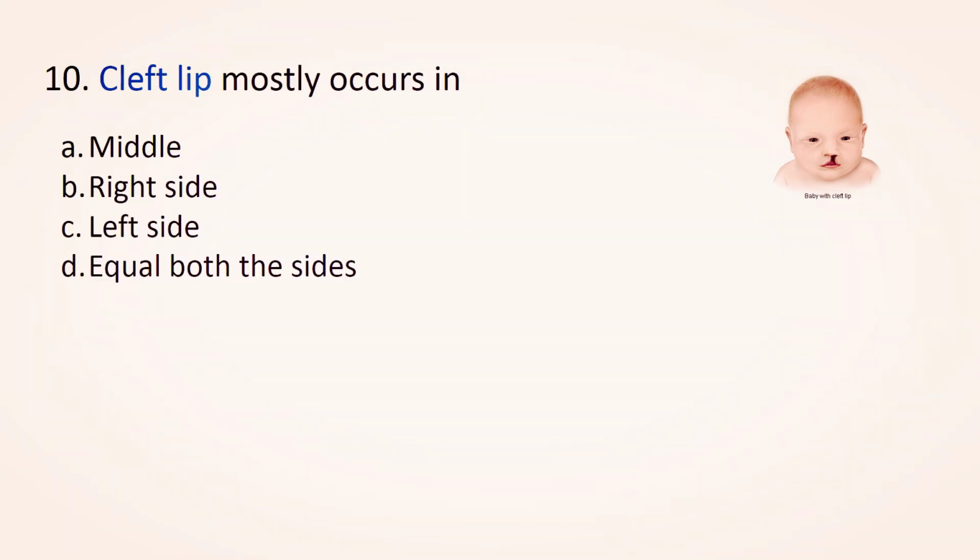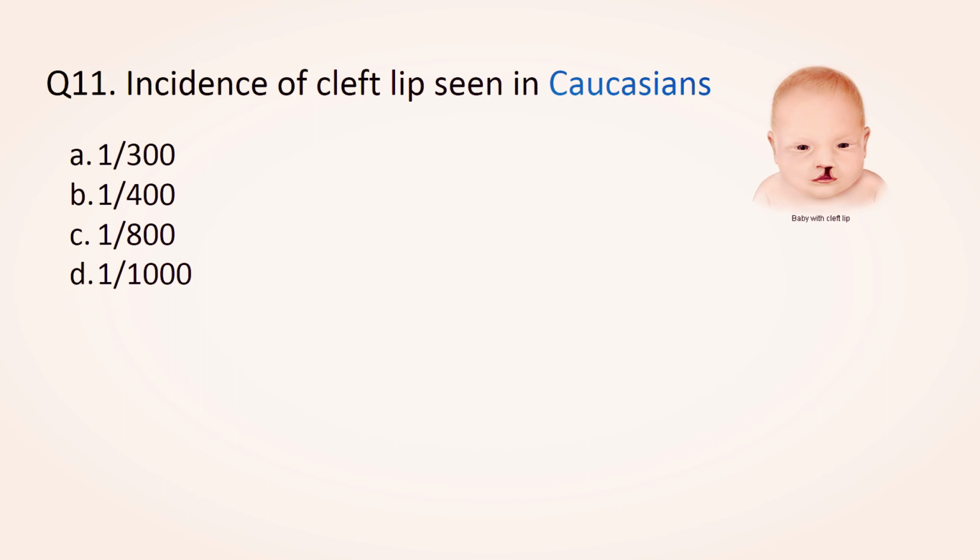Question number 10. Cleft lip most commonly occurs on A. Middle, B. Right side, C. Left side, D. Equal both sides. The correct answer is C. Left side. Question number 11. Incidence of cleft lip seen in Caucasians is 1 by 100, 1 by 400, 1 by 800 or 1 by 1000. The correct answer is D. 1 by 1000.